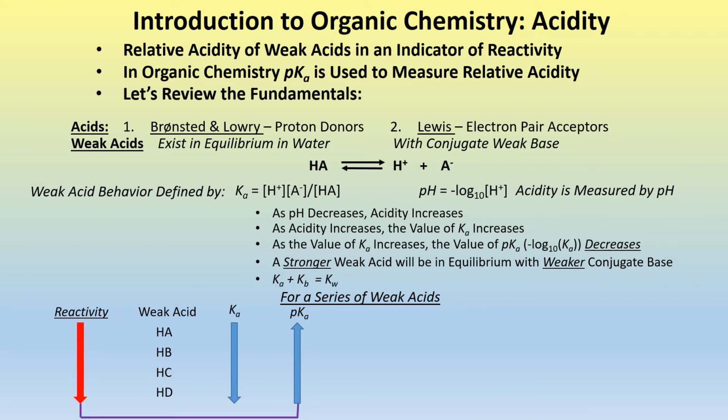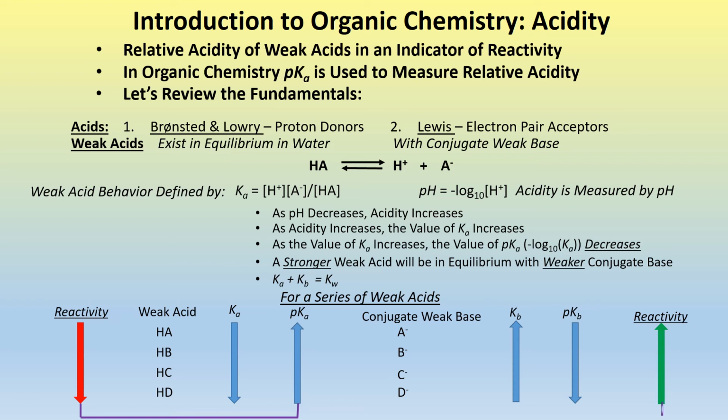And the acid dissociation constant Ka times the base dissociation constant Kb gives the universal constant, the dissociation constant of water, Kw. So if one looks at the conjugate weak bases of our weak acid series, A minus, B minus, C minus, and D minus, since HA had the lowest pKa, it's going to have the highest Kb, which would mean the lowest pKb. A minus would also be the most reactive. So Kb and reactivity have a direct relationship.